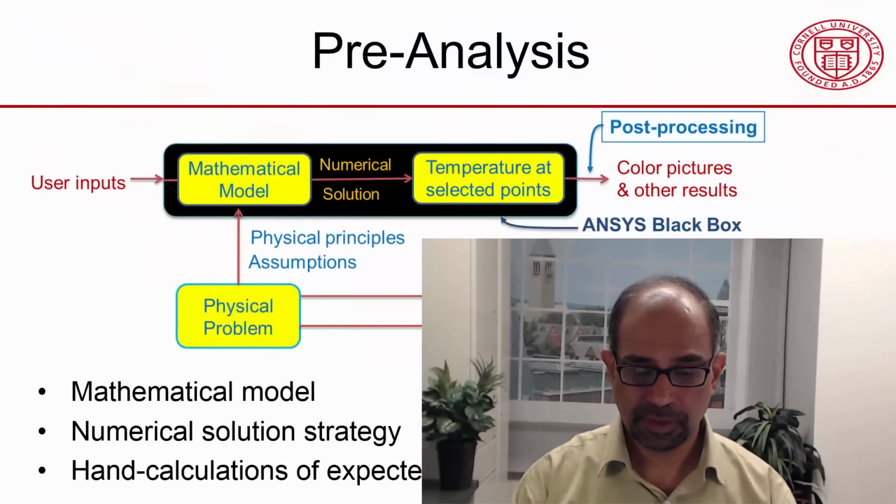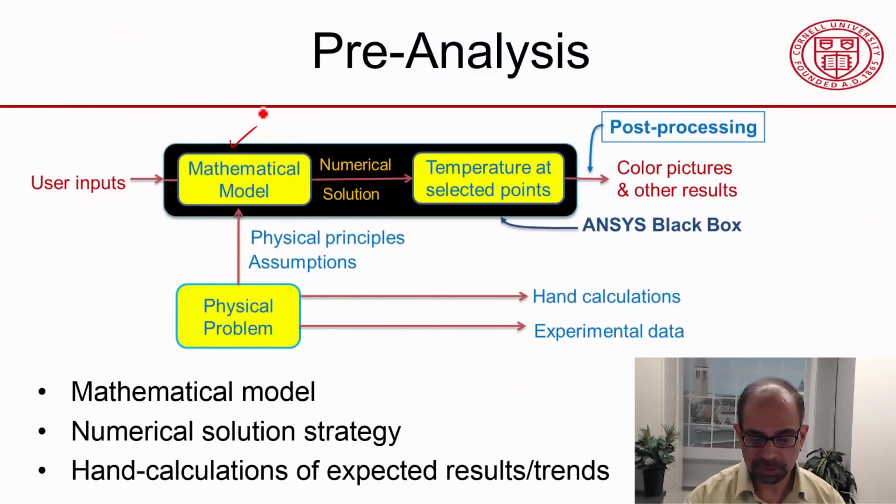Let's move to the third aspect of pre-analysis: hand calculations of expected results and trends. So we now know what mathematical model we want to solve. We've talked about the numerical solution strategy that ANSYS will use. We will look at post-processing in ANSYS, so let's move our attention to hand calculations.